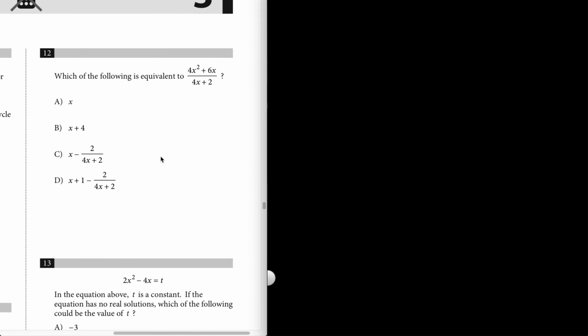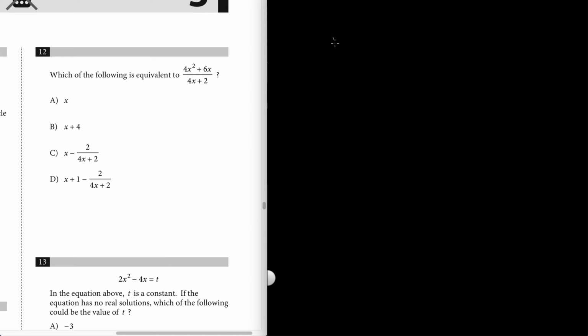All right, question 12. Which of the following is equivalent to (4x squared plus 6x) over (4x plus 2)? Okay, so for these ones, there are two ways you can do it. You can do it either the way that they want you to do it, which is do some factoring on top, do some canceling, and then get an equivalent expression with some manipulation.